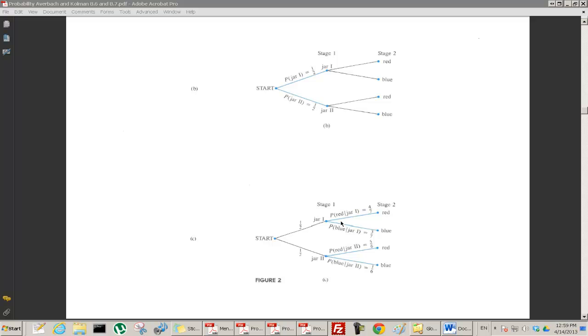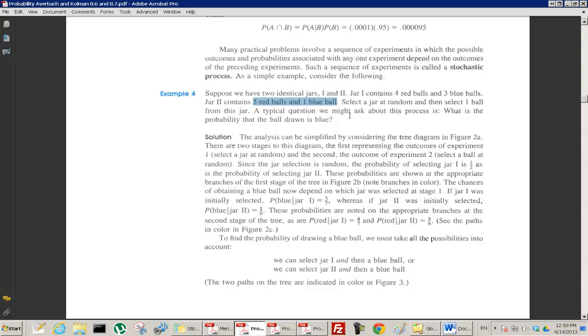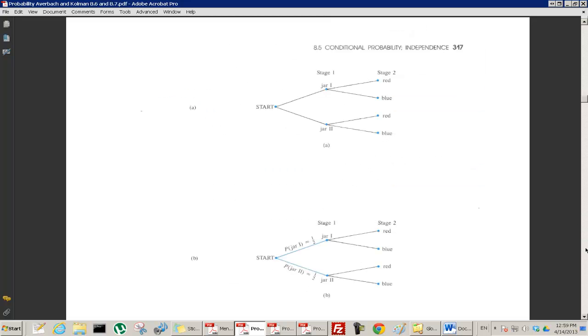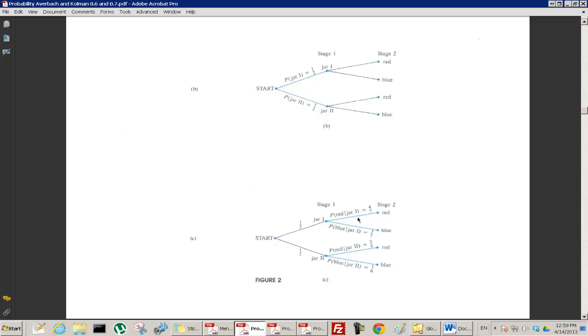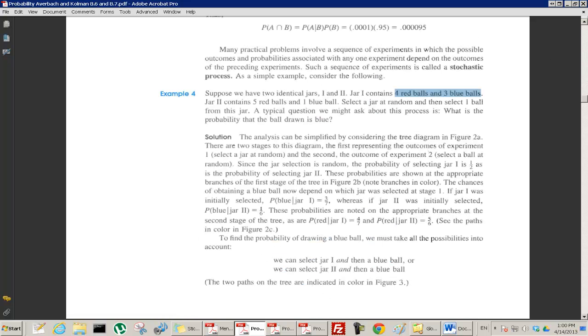So what was the probability of red given that we were in jar 1? We have to go back and look at the 4 red and 3 blue. So the probability of red is 4/7, given that we're in jar 1. Okay, and the other ones we fill out the same way. Now we've done this level. Let's go back to the question. What is the probability that the ball drawn is blue?